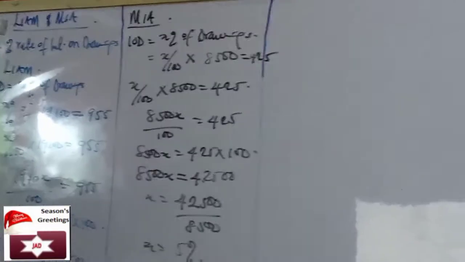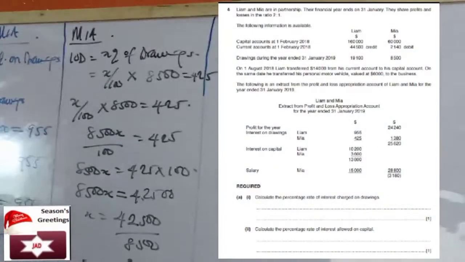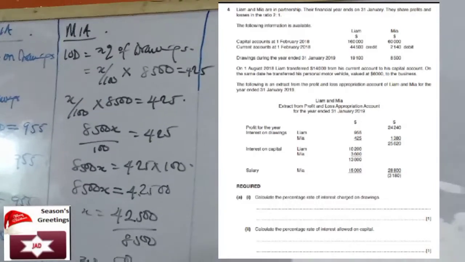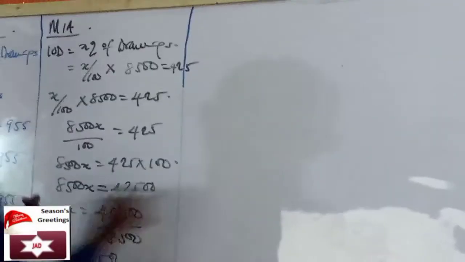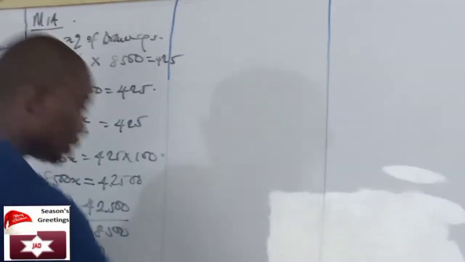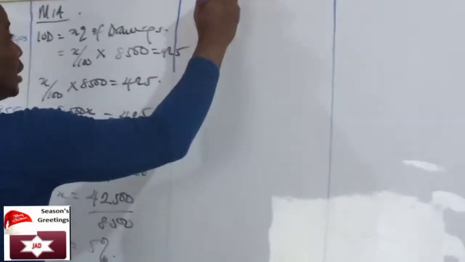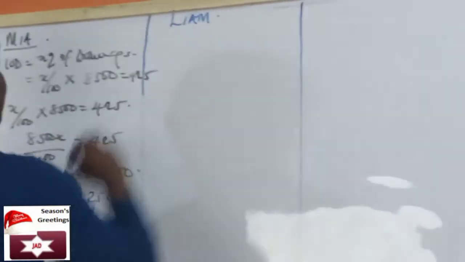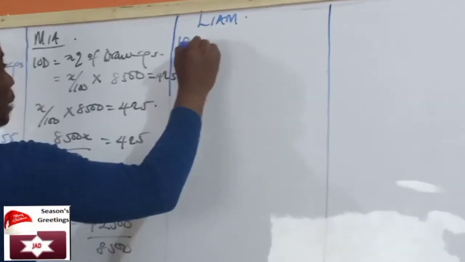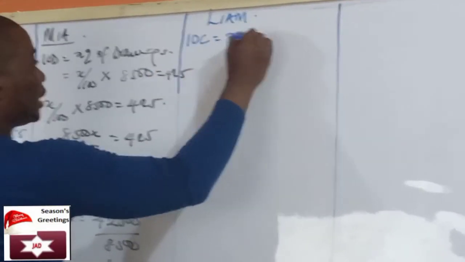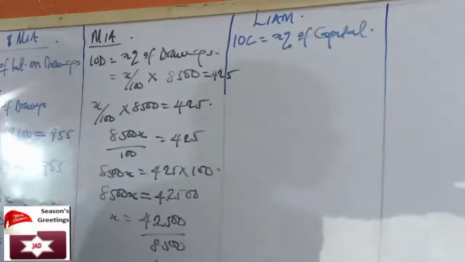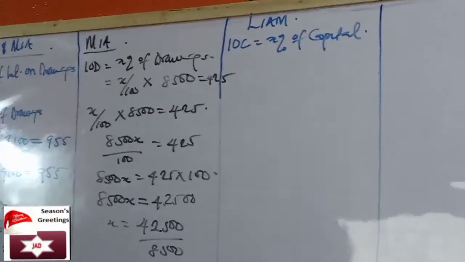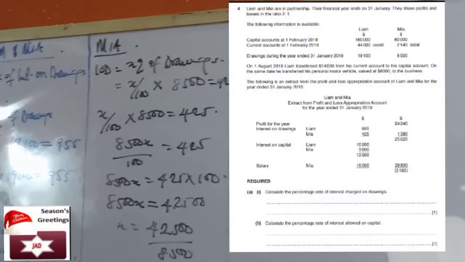The next one says calculate the percentage rate of interest allowed on capital. Just the same way, we're taking the same approach here. Okay, so this is Liam. So it will now be interest on capital, the same thing, X% of what? Capital contributed. So what is Liam's capital? According to the question, Liam's capital is 160,000.